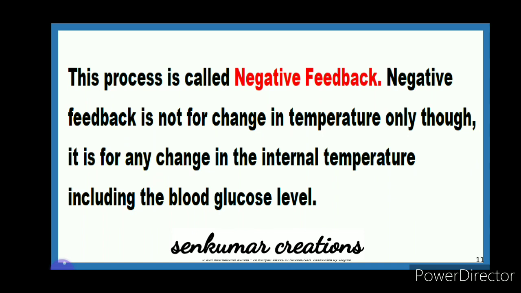So this process is called negative feedback. Okay, so negative feedback mechanism means finding out the temperature variation and bringing the temperature back to the constant level. If it is increased, the temperature should be decreased inside the body to maintain a constant body temperature. If the temperature falls, the body temperature should be increased to maintain the constant body temperature, 37 degrees C.